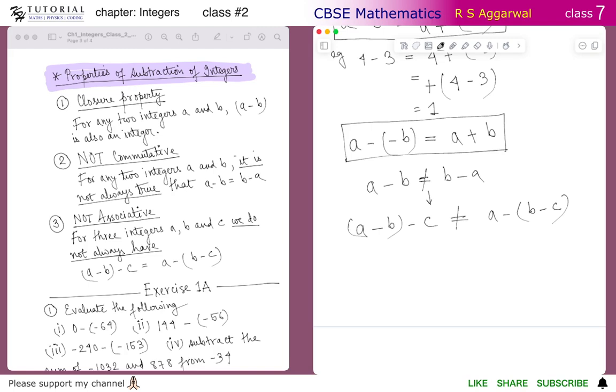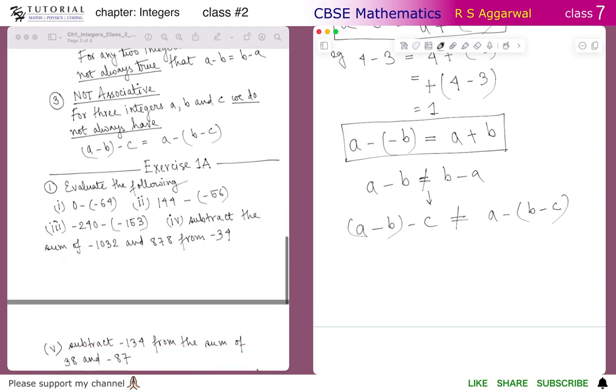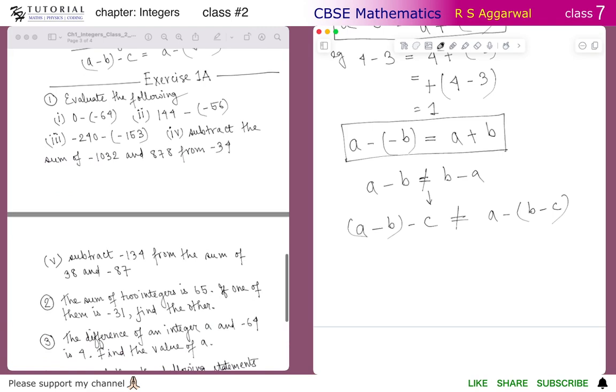So these are the properties of subtraction of integers. Subtraction is not commutative, it is not associative, but it follows the closure property. That is, if you subtract any two integers, then the result will also be an integer. Now let's quickly solve a few selected problems from exercise 1A.